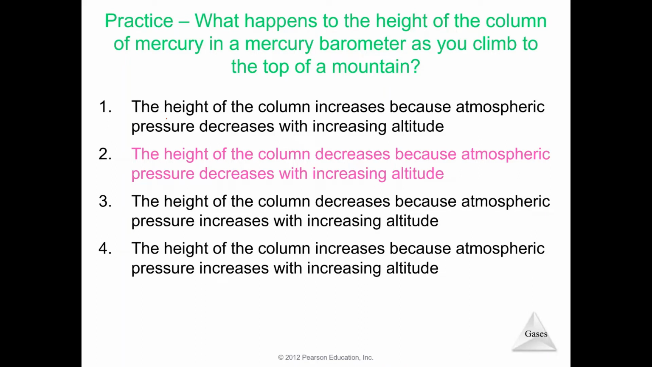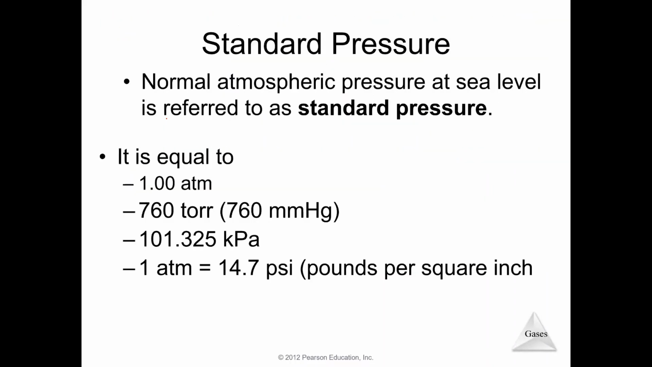The height of the column decreases, right? The height decreases because the pressure decreases with altitude. So you have less than 1 atmosphere as you go to higher elevation, right? So there is less force to hold the mercury up in the column, therefore it drops. Any question there? No? All right.